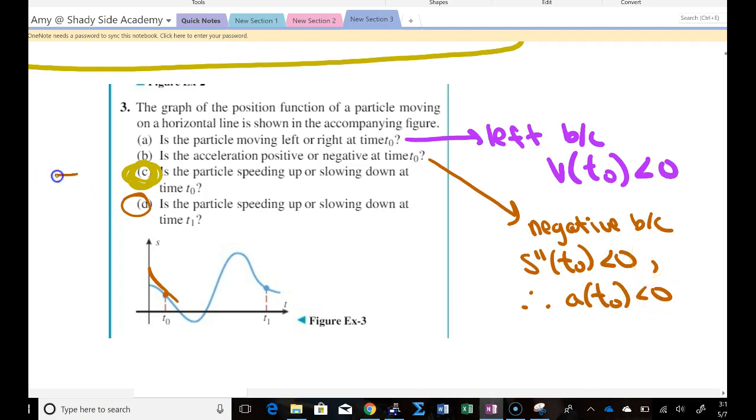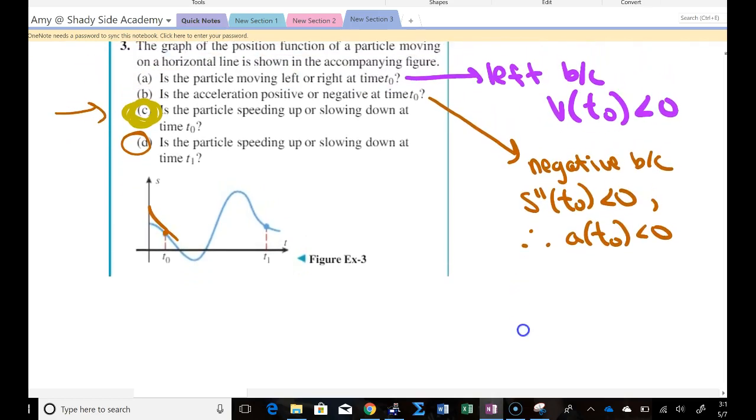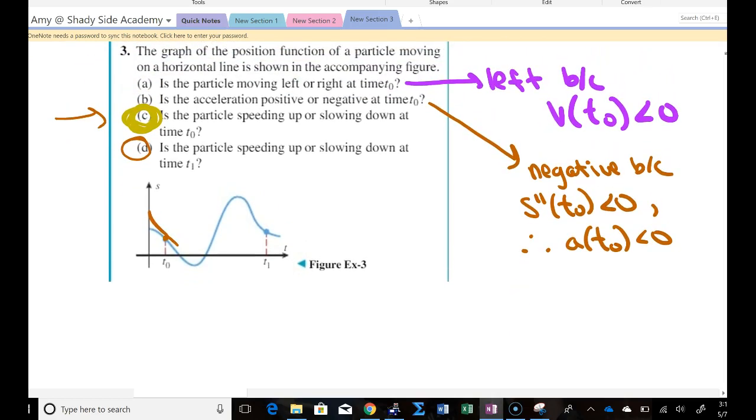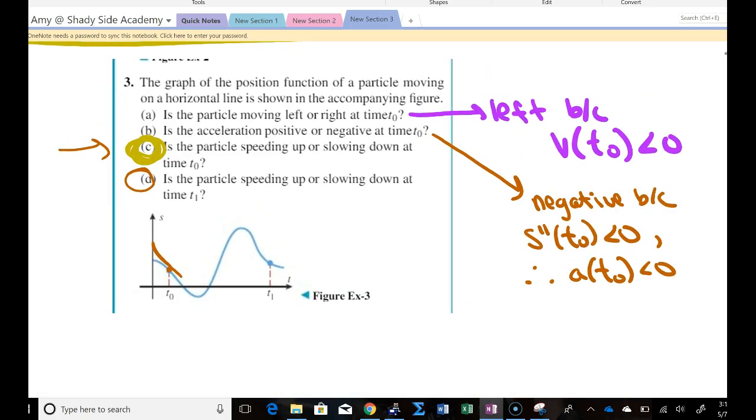Okay, let's talk about C right now. I might as well since we're here. Is the particle speeding up or slowing down at time t naught? Okay, here's what I want to tell you. Let's take a look at this information right here. What I wrote down in purple, someone just walked by my room and said that looks like poop brown. They just called this color poop brown, which I think is a little bit mildly offensive. It's not poop brown, it's just brown.